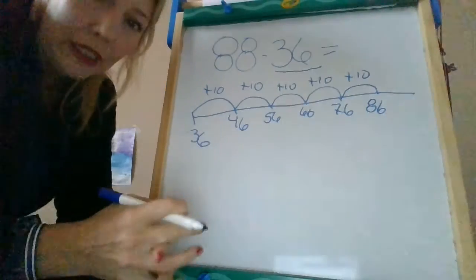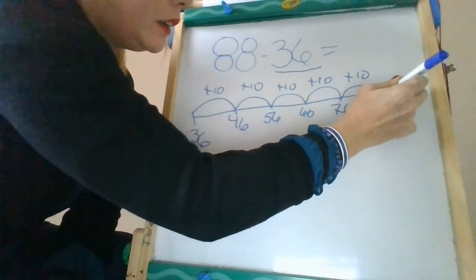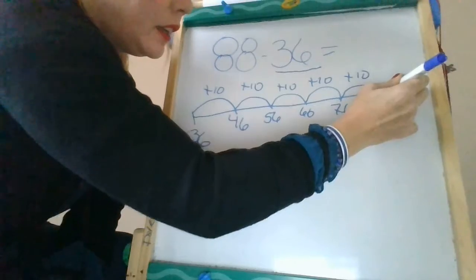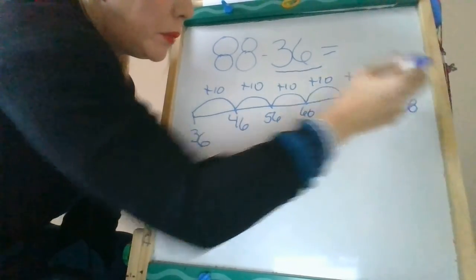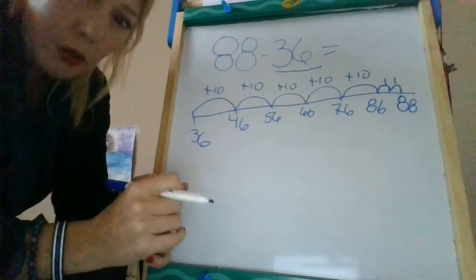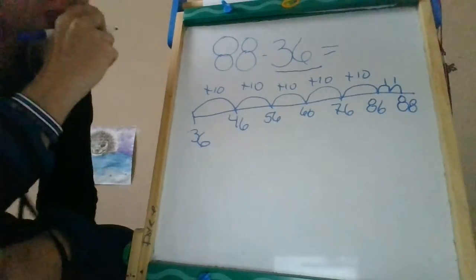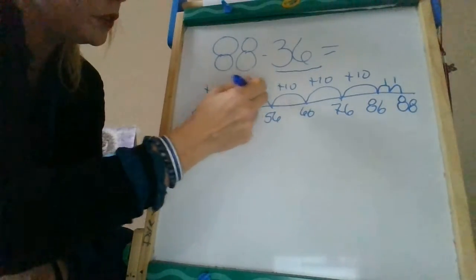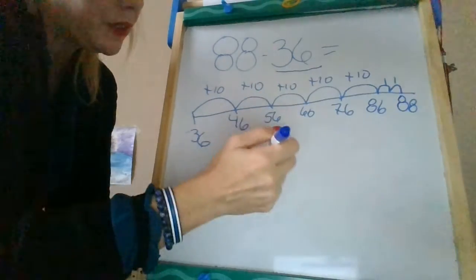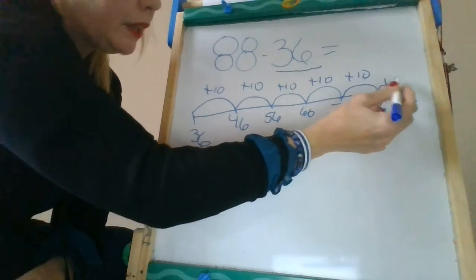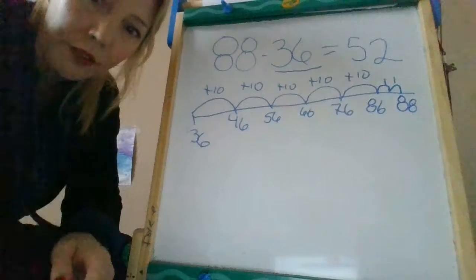So now I'm going to need to skip count by ones. So we're going to go 1, 87, 2, 88. And we will write 1 on top of the little jumps. So now what we have to add up is the number of jumps we made. So counting by tens, we did 10, 20, 30, 40, 50, 5 jumps of 10, and then we did 2 ones. So 51, 52. So 88 minus 36 is 52.